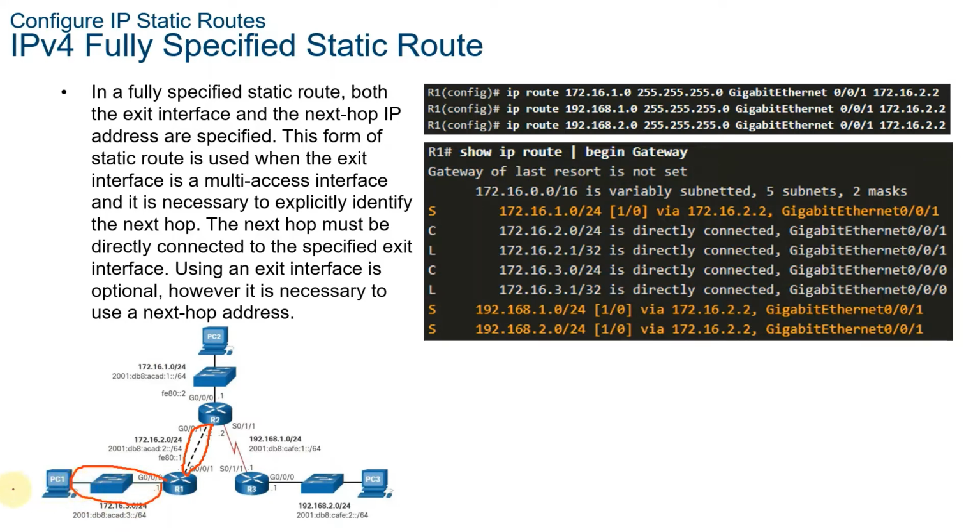With Ethernet networks, there may be different devices sharing the same multi-access network, including hosts or even multiple routers. So it is recommended that when the exit interface is an Ethernet network, the static route includes a next hop address. You can also use a fully specified static route that includes both the exit interface and the next hop address.